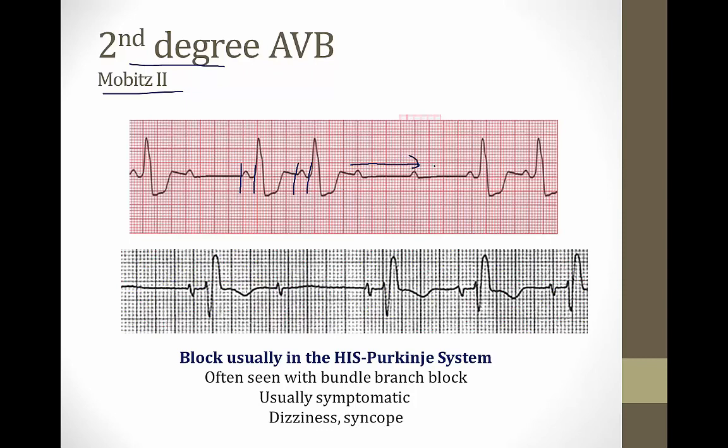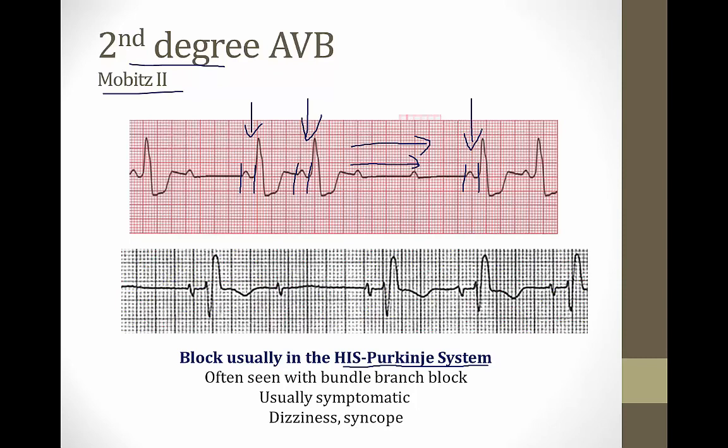Then conduction resumes, and we have the same PR interval that we had before the drop beats. So once again, in contrast to Mobitz type 1, there is no progressive prolongation in Mobitz type 2 like you see in Mobitz type 1. The reason this disorder is different than Mobitz type 1 is because the block is usually in the His-Purkinje system, not the AV node. What's happening here on an anatomical level is that the His-Purkinje system is hanging on by a thread. It's able to conduct the electricity for these two beats here, and then it is unable to conduct for the next two, and then conduction resumes.